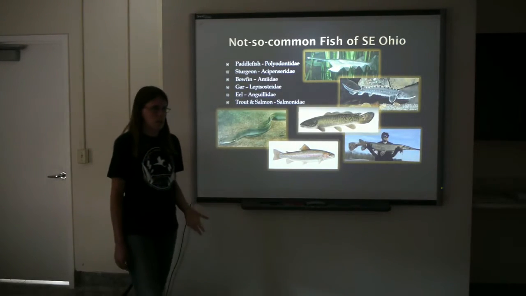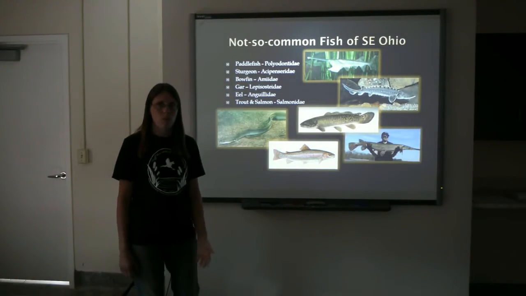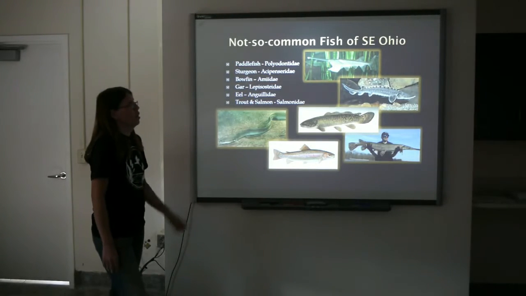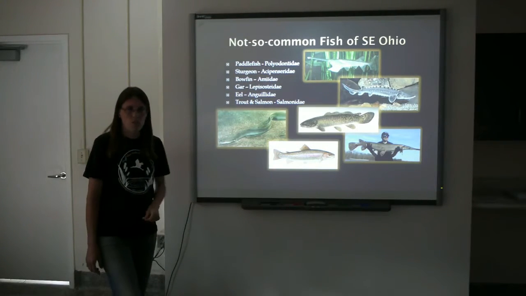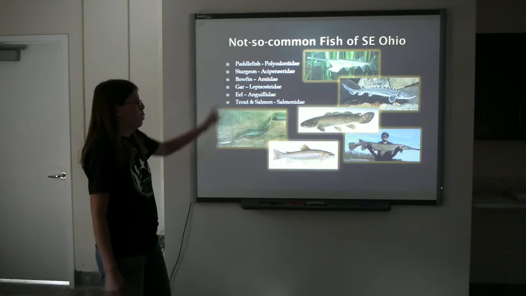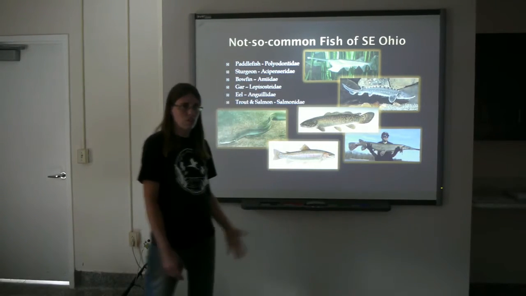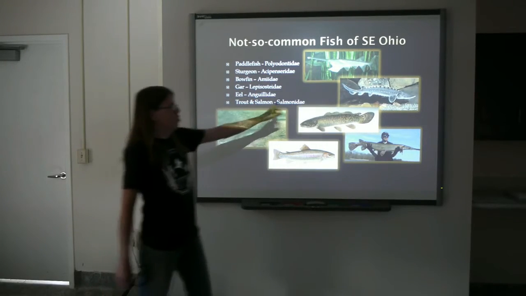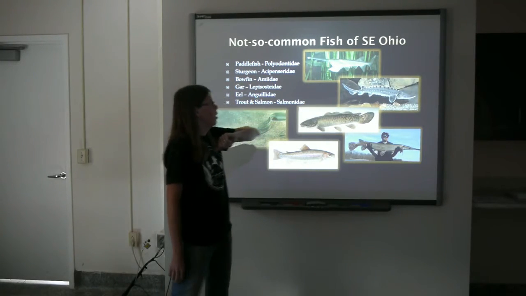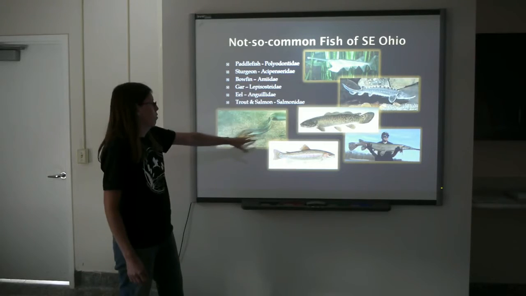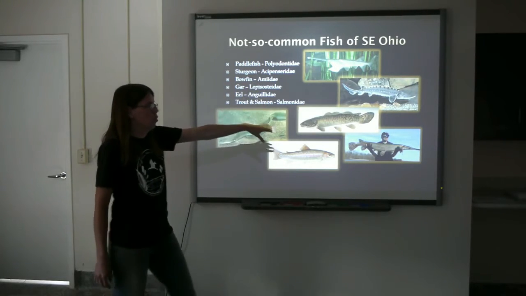So the fish we already covered are the really common species that we see all the time. Some of the not so common fish, but ones that do still appear in Ohio. The paddlefish, there are still some paddlefish in the Ohio River, a very large filter feeder. Sturgeon, there's still some sturgeon up in the lake. These are very prehistoric fish. All of these are pretty prehistoric fish.